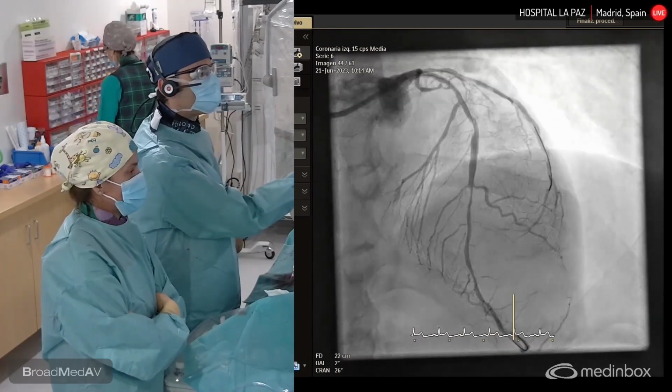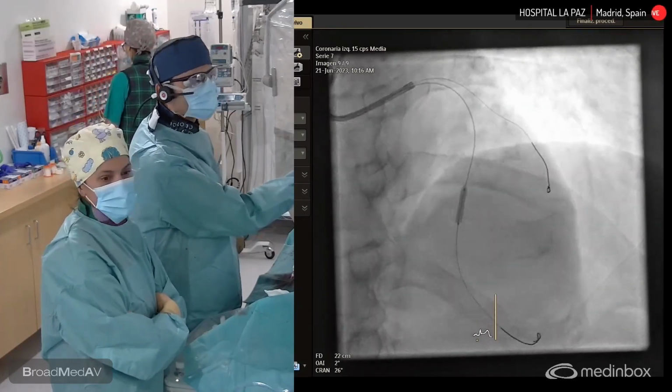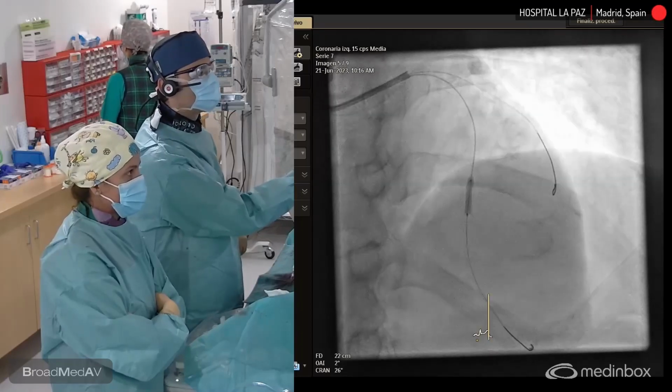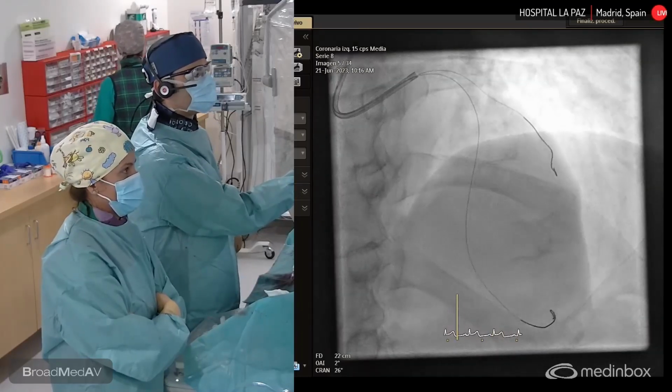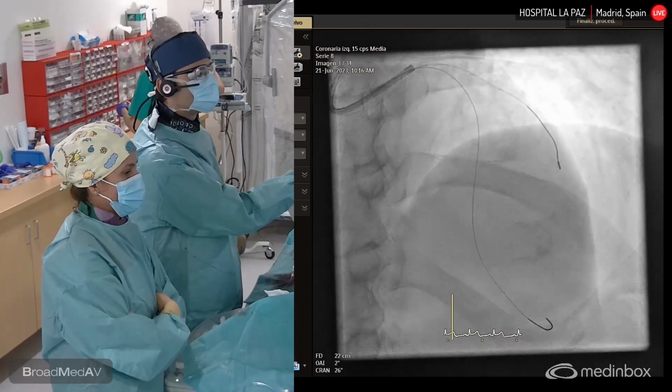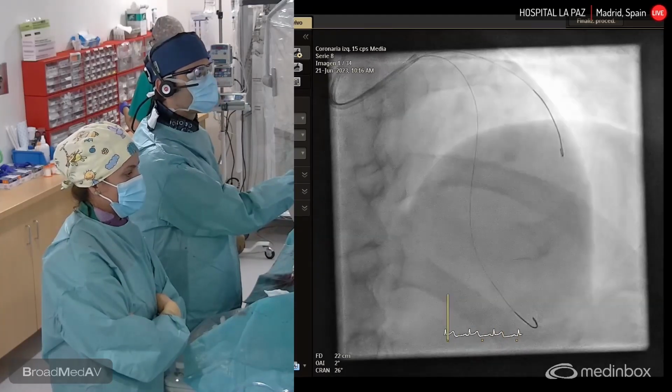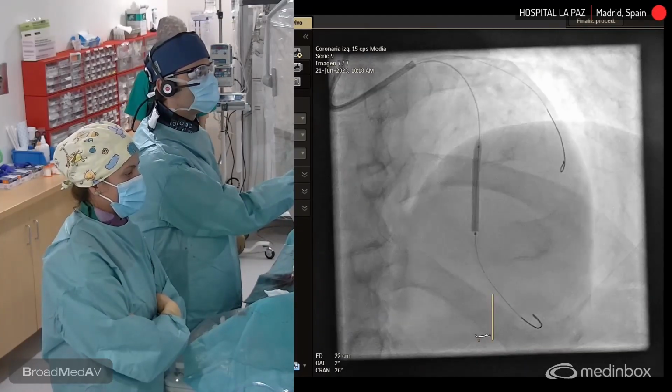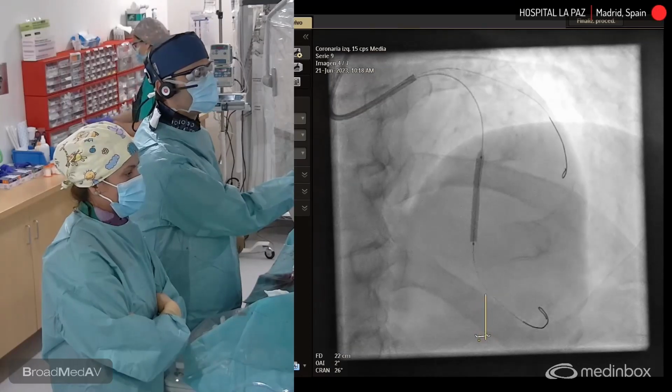So this is the pre-dilatation with quite good expansion of the balloon, with some dissection after that, as you are seeing in the angio. Look at the spasm at the distal part and also in the proximal every time you do anything.